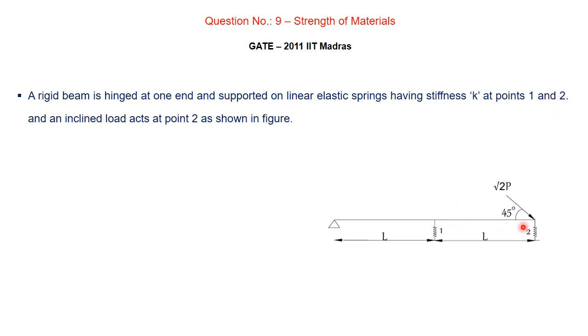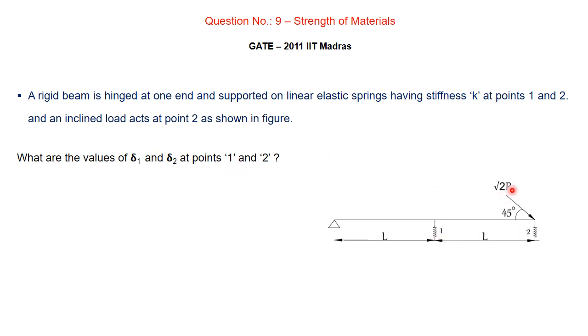This is point 1 and this is point 2, and this is supported by these linear elastic springs at 1 and 2, and the stiffness value of these two springs is the same, that is K. And he says that an inclined load root 2P is acting at point 2 here with an inclination of 45 degrees. Now using this information he is asking what are the values of delta 1 and delta 2 at point 1 and 2.